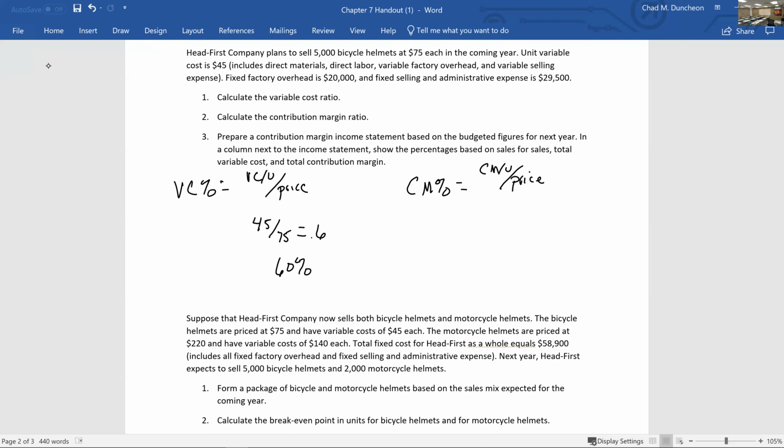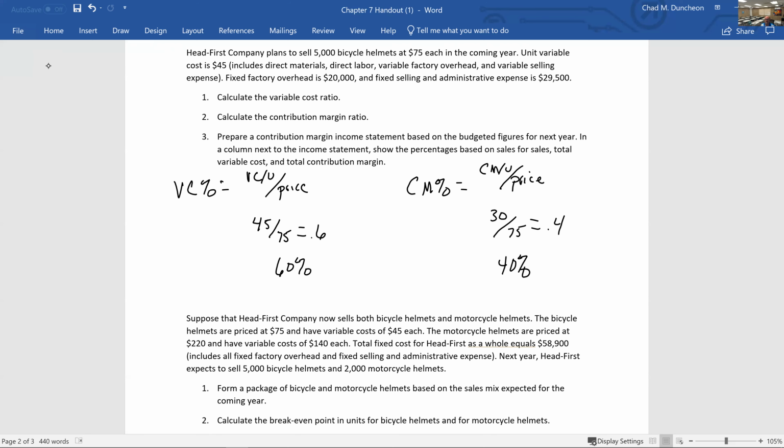Our contribution margin percent would be 30. The contribution margin per unit, remember, was our selling price 75 minus the variable cost per unit of 45 to get 30, divided by the 75 equals 0.4, or 40%. Part to remember here is these always equal 100% when added together, because remember our selling price is either covering the variable cost or it's getting added to our contribution margin.